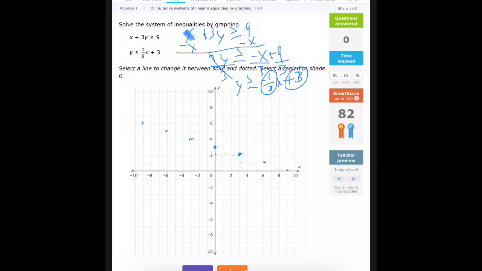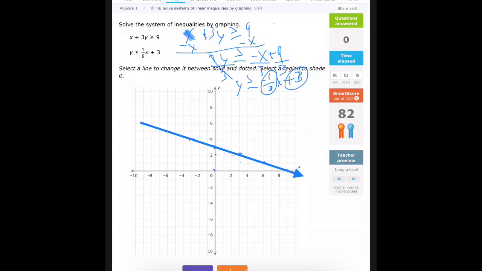All right, so it is equal to here. So again, since it's equal to, I'm going to have a solid line here. So I'll draw that. There is my solid line that goes through all those points. And now we just, again, have to decide, okay, I'm going to choose the point 0, 0 again. And is 0, 0 a true statement here if I plug this in?